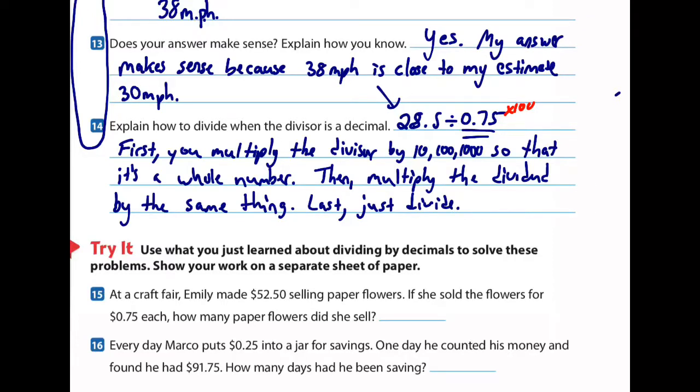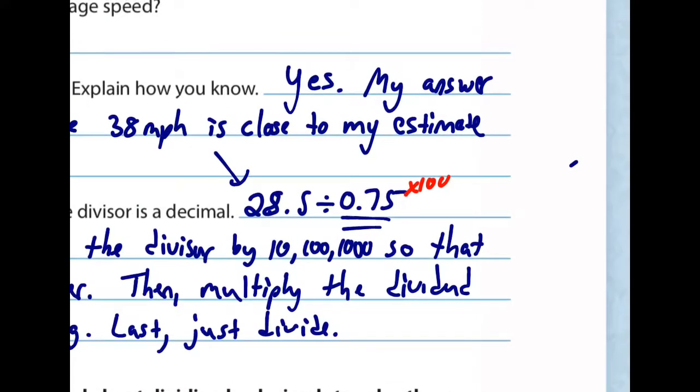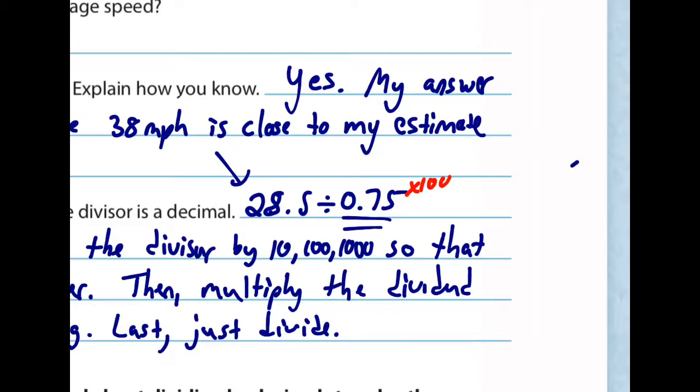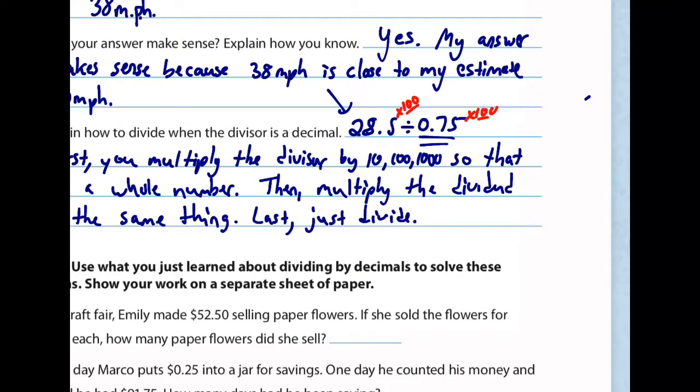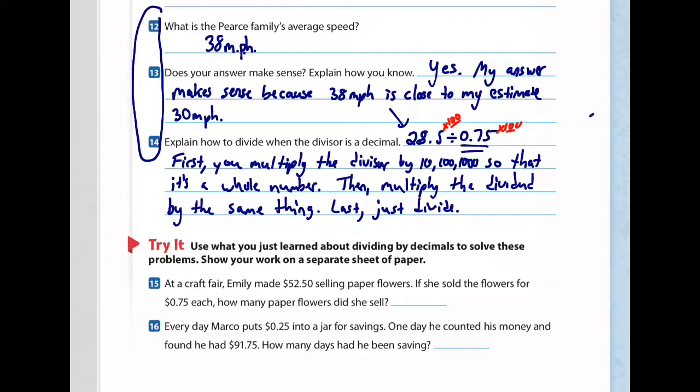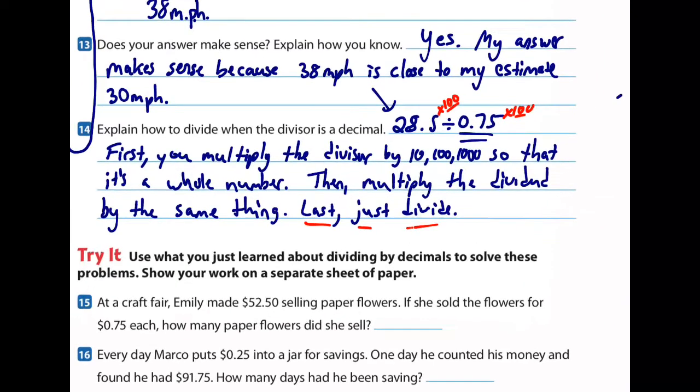Now, remember, if you're trying to copy what I'm writing, wait and listen. You could always pause the video. So remember, we multiplied 0.75 by 100 to make it a 75. So then you multiply the dividend by the same thing. That keeps it equivalent, and that gets rid of the decimal on that one too. And then after you do that, you just do your division problem. All right. So if you had that in your own words, you don't need to change it. But if you were wrong, or if you need to add some things, pause the video now to make your corrections.